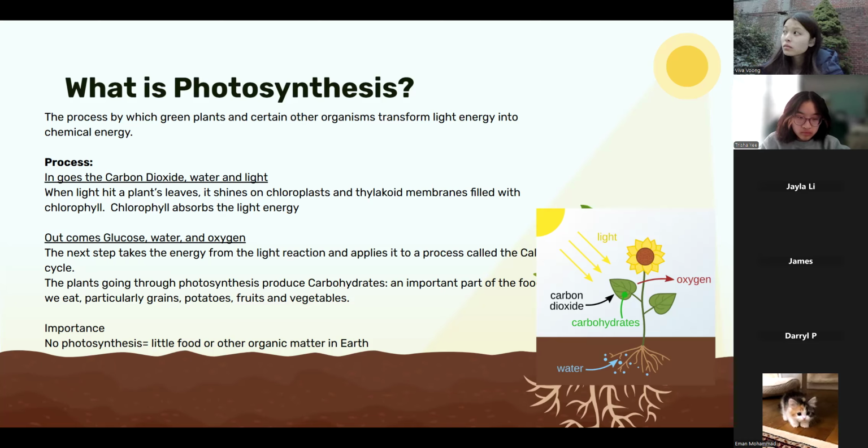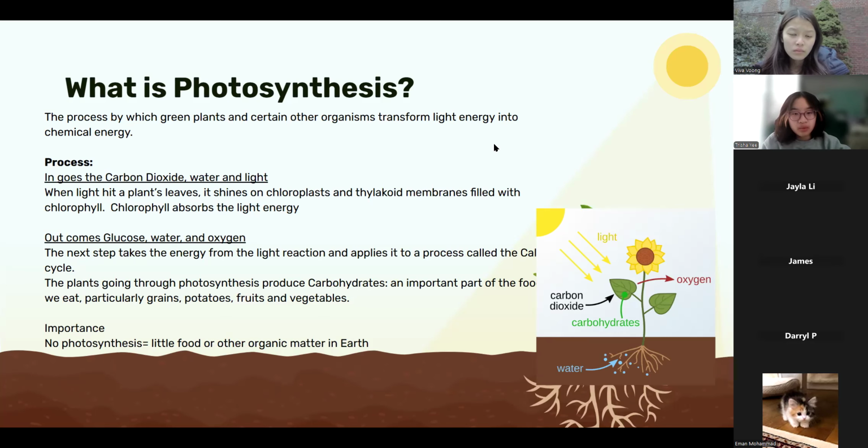The plant goes through photosynthesis, producing carbohydrates, which is an important food that we eat, particularly grains, potatoes, fruits, and vegetables. The importance of photosynthesis is if we don't have that, then we have little to no food or other organic matter on the earth, which means that we don't have a lot of the food that we have today to eat.